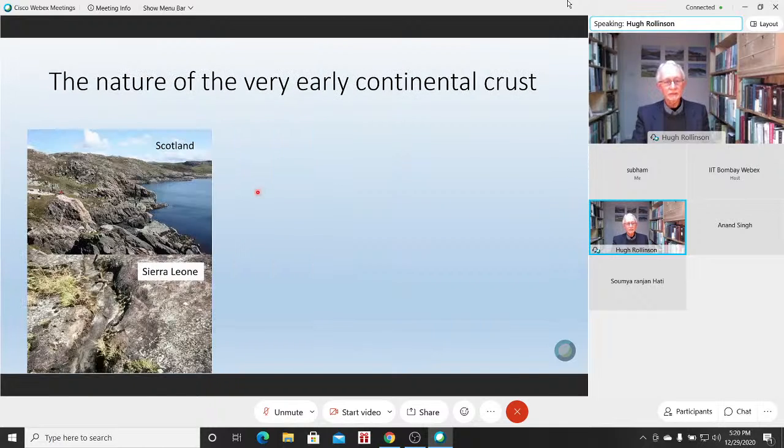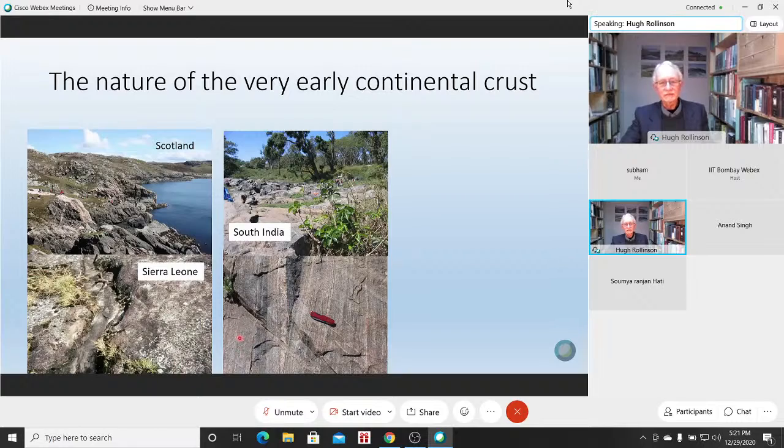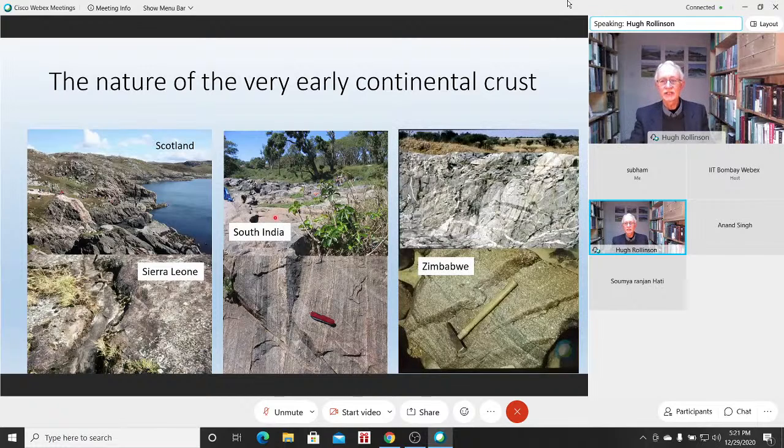But if we look in other parts of the world, we find very similar rocks. So this is another image of the rocks in Scotland. This is an image of some rocks I looked at many years ago in West Africa. We find deformed examples in South India, and I'm sure you'll be familiar with many other examples, and deformed and migmatitic examples when we look at Central Africa, such as Zimbabwe, for instance.